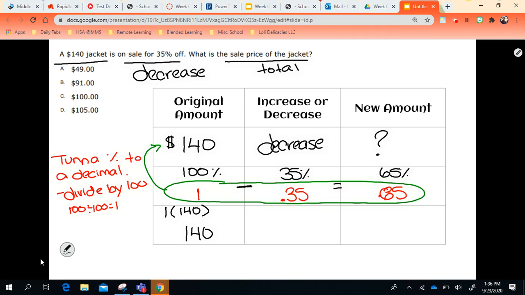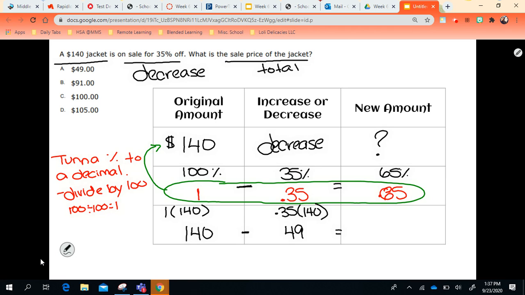Next, I have 0.35 times my original 140. And let's look and see what that gives me. So 0.35 times 140 gives me 49. Now I can keep that subtraction sign there just like in the top, and then I'll do equals. And I'll show you what we're going to do with that in a second.